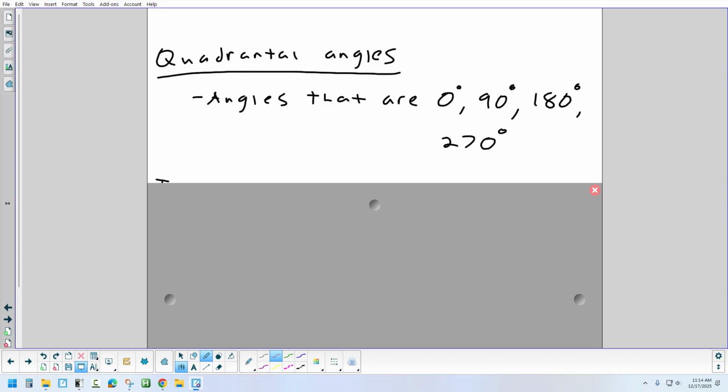Like both axes? Both axes? X and Y? Well, no, they're only on one or the other. Yeah, 0, 90, 180, and 0 is on the x-axis, 90 is on the y-axis, 180 is on the x, 270 is on the y. Yeah.